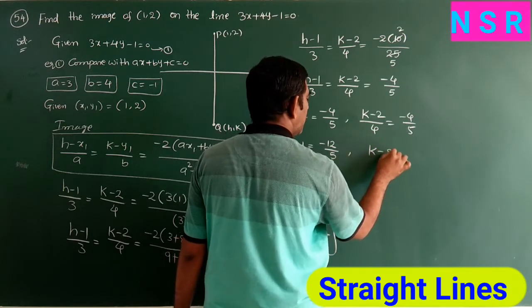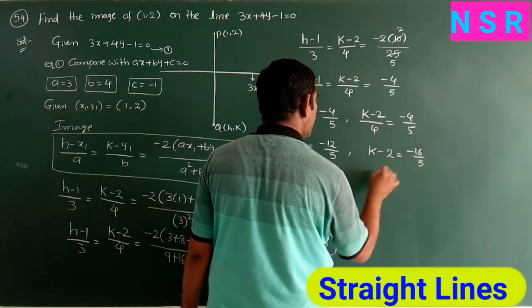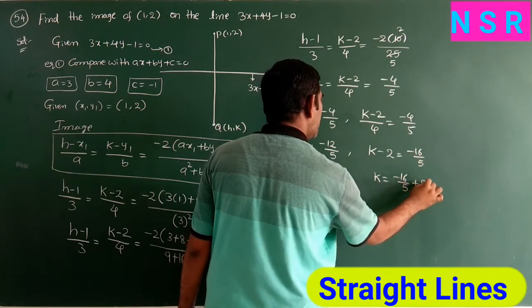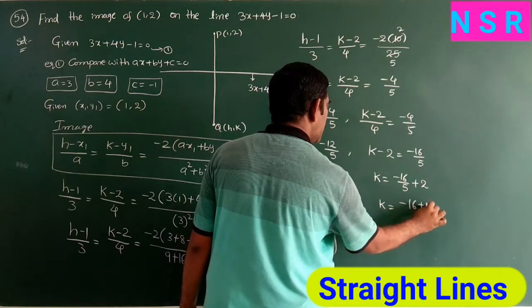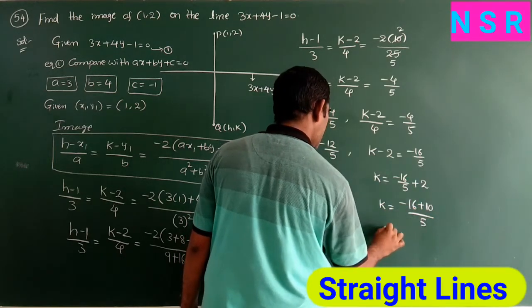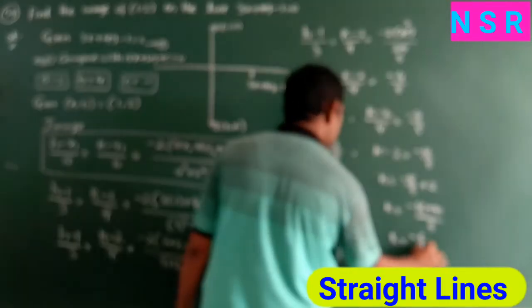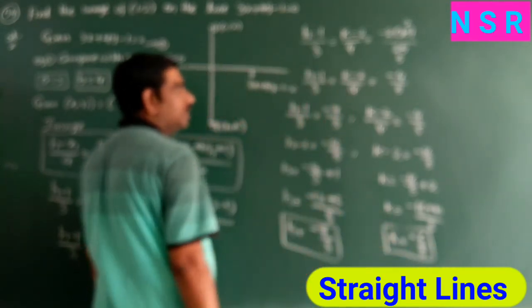So here also equal is there, cross multiply. 4 fours are 16, minus 16 by 5. So k equal to minus 16 by 5 plus 2. So k equal to minus 16 by 5, plus 2 into 5 is 10 by 5. So k equal to minus 16 plus 10, minus 6 by 5. So this is h value, this is k value.